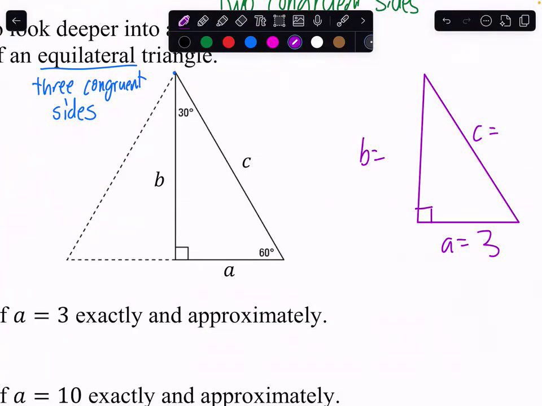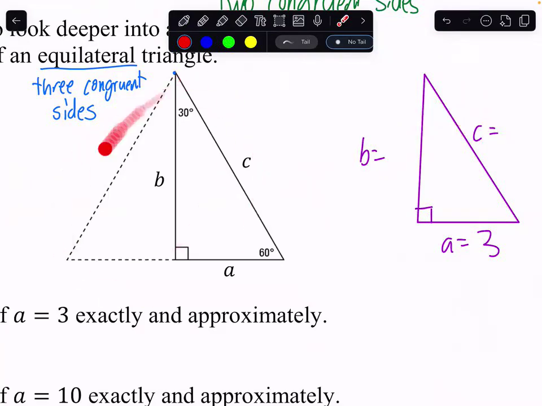Okay, so we don't have any congruent markings this time, so we can't just call another side 3 as well. We can't do the Pythagorean theorem yet because there are two unknowns, right? You can only solve for one letter at a time. You can't do anything when you have two letters. So we've got to figure out either B or C first before we can apply the Pythagorean theorem.